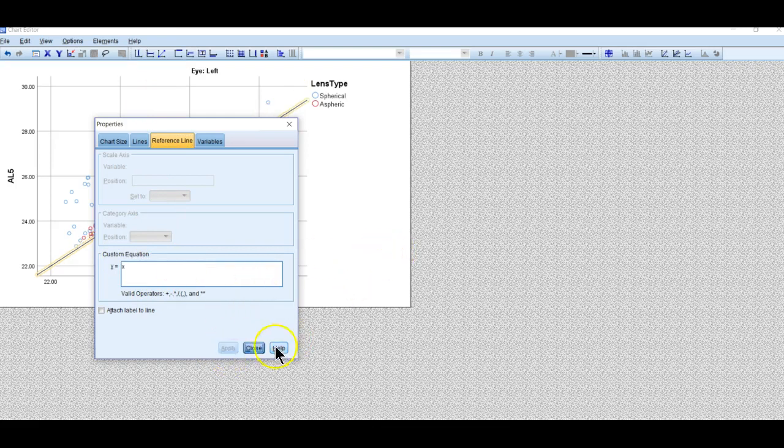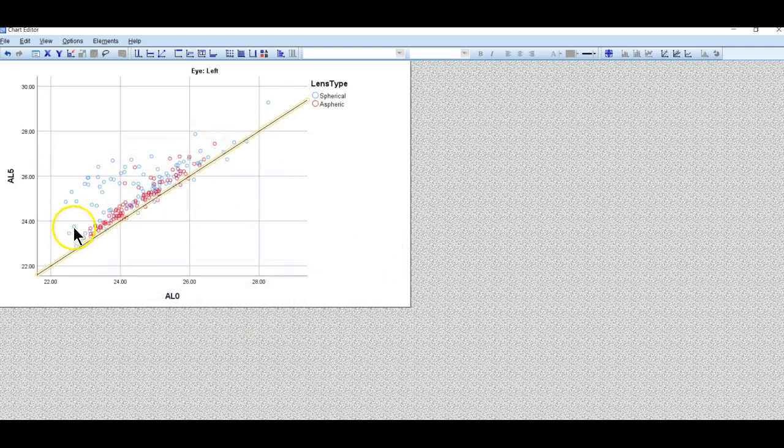So if there was no change over time, all the dots would be on this line because 24 here is equal to 24 there. So axial length at 5 years for almost everybody is a little bit higher. There were some people that kind of fell back, but why that is hard to say. It's probably measurement error or something. It's really hard to think that your axial length would shrink.